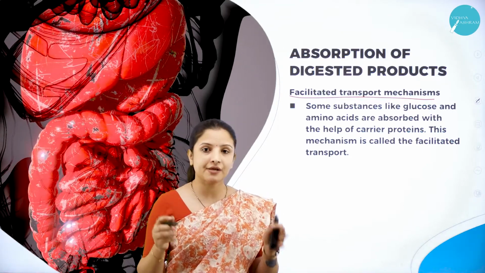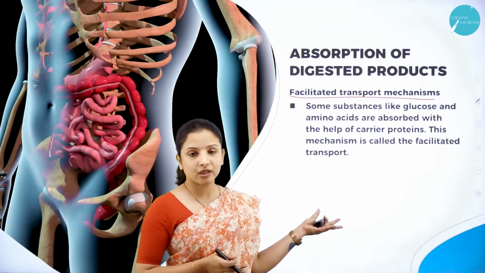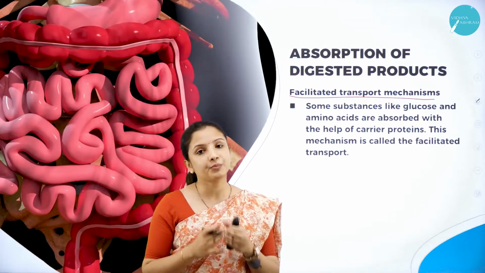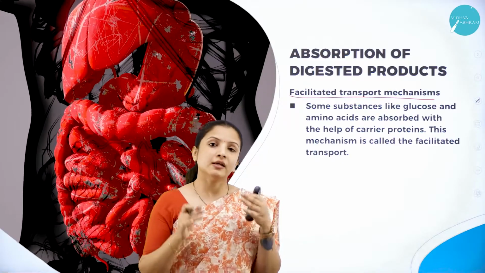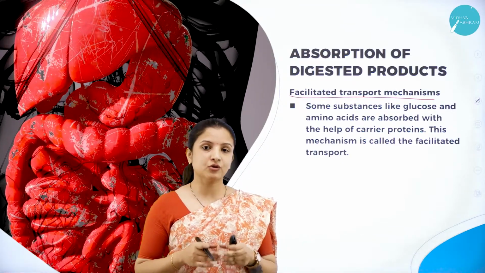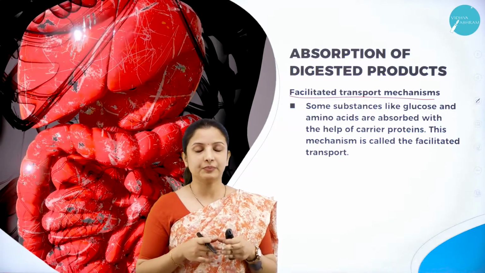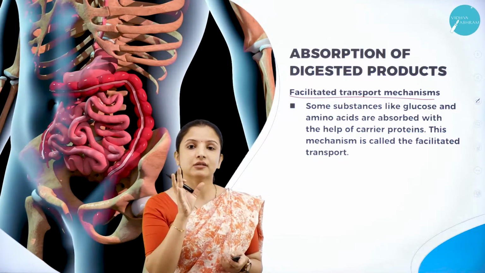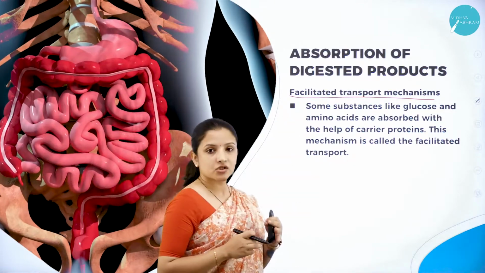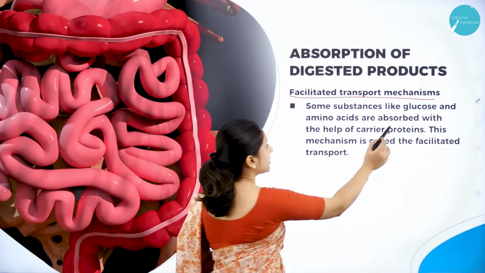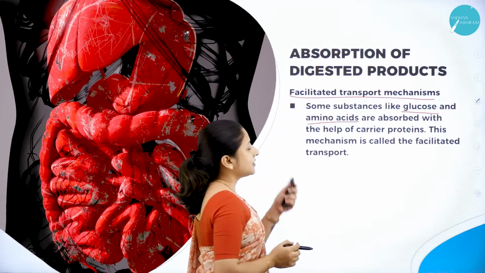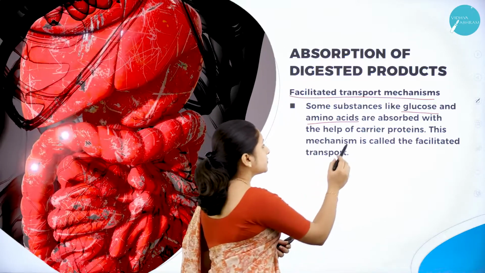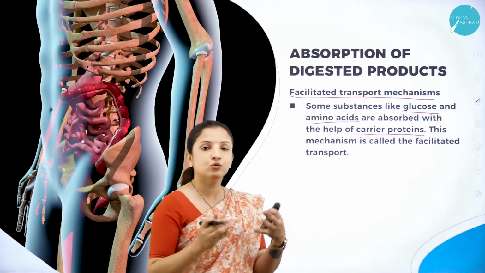The membrane, in general, I'll use the word membrane because we're talking about an animal cell, the human digestion process. The membrane is selectively permeable to only certain substances. It will not allow all substances to pass through. If substances have to pass through the lipid layer, they have to take the help of a particular protein. That mechanism is called the facilitated transport mechanism. Some substances like glucose and amino acids move into the bloodstream with the help of a carrier protein.